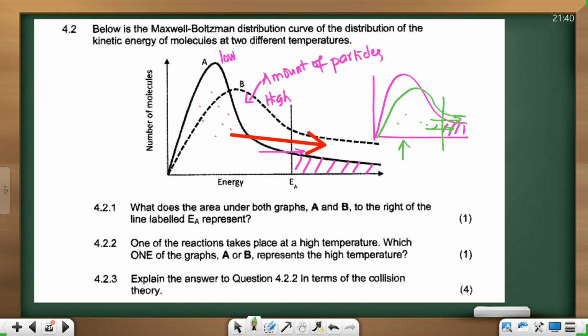Finally, it is important to know how to use collision theory to explain your rate of reaction. Please don't just say temperature increases, rate of reaction increases. Please, you'll be losing marks.